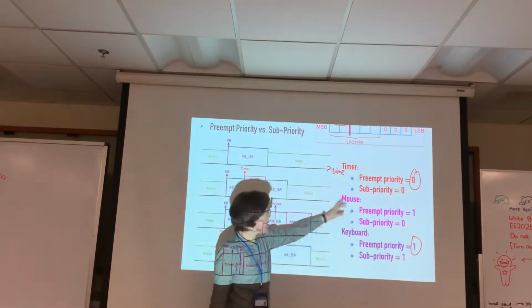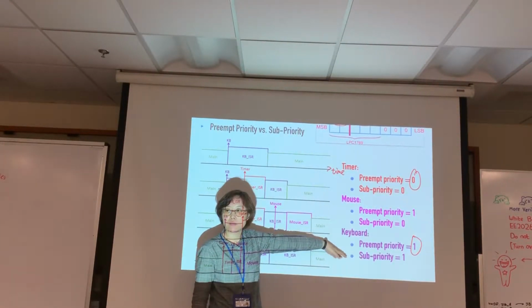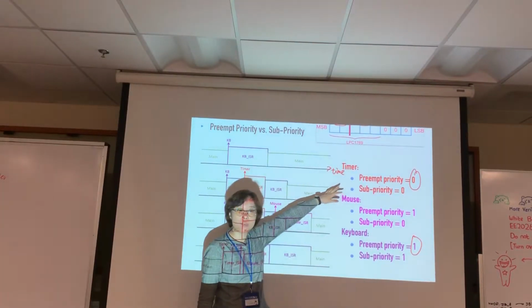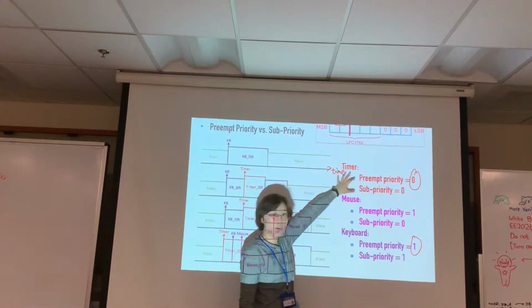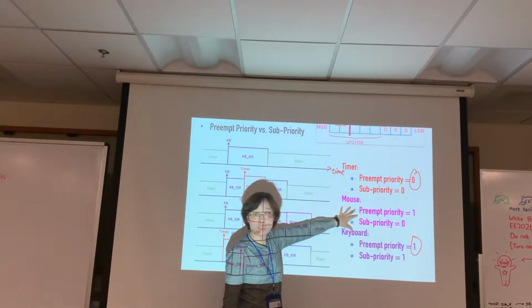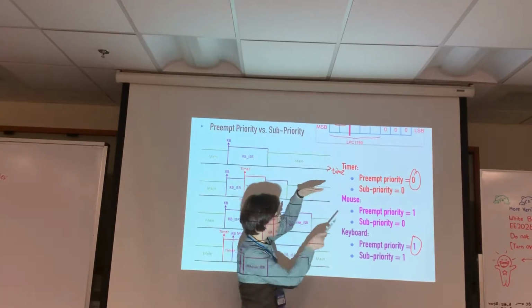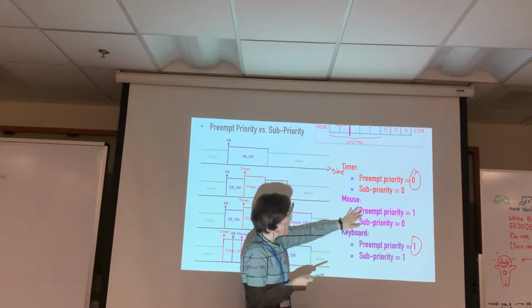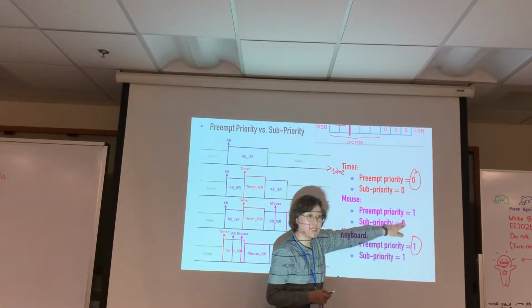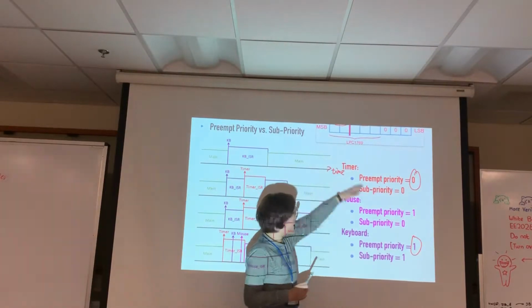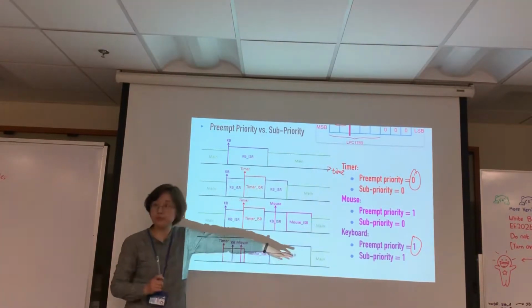So which one is the most important one? Among these 3, which one is the most important one? Your timer. Okay? Then what's the second? Your mouse. Okay? So after you compare your preamp, you compare your sub priority. Okay? Then mouse is the second position. Then keyboard is the last one. But these three are all interrupts.